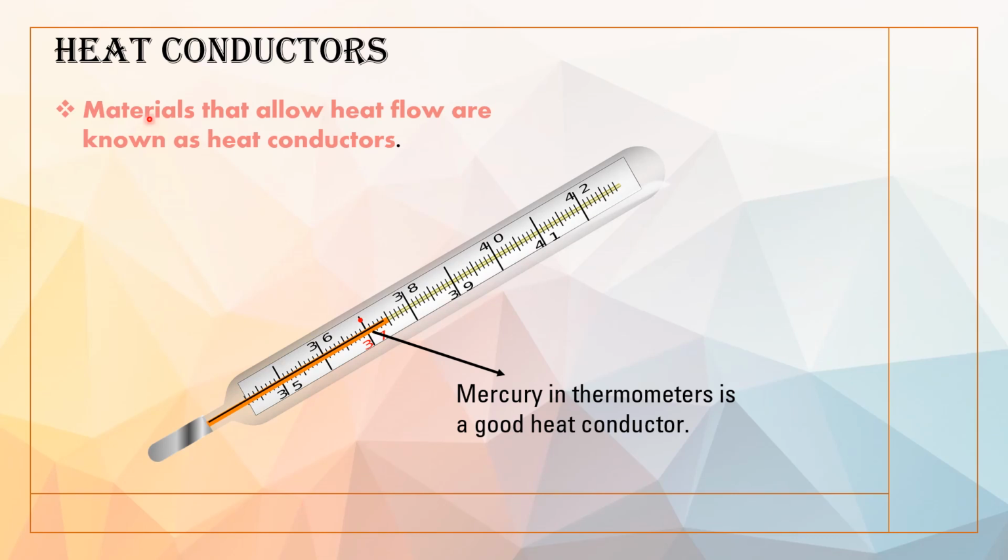First, we will start with heat conductors. What are heat conductors? Heat conductors are materials that allow heat flow. The first example of a heat conductor is mercury in a thermometer. In real life, mercury looks gray, not red. Mercury in a thermometer is a very good heat conductor. It can help us to measure the temperature of a solution or the temperature of the surroundings. This thermometer is widely used in experiments.